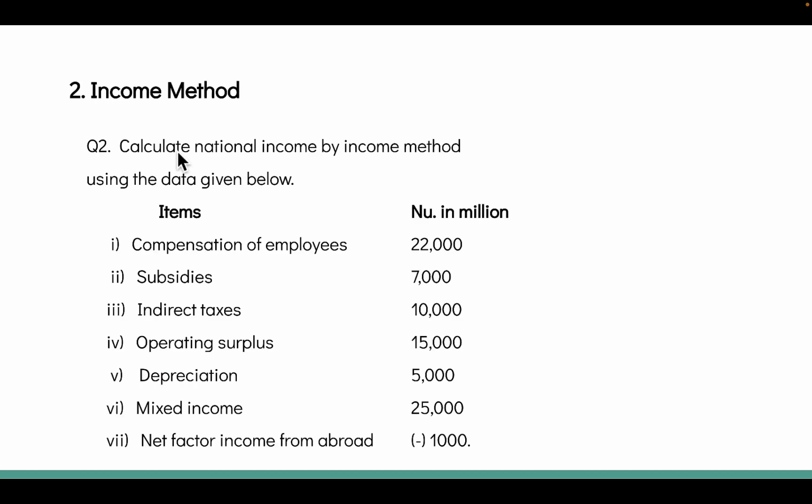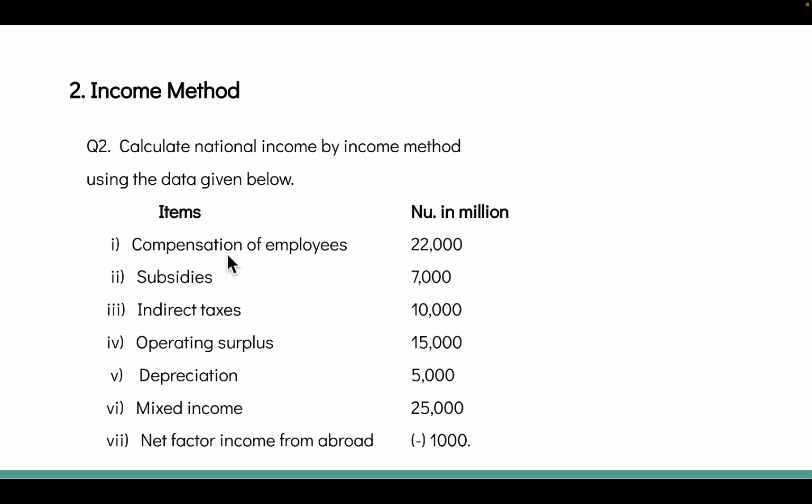Okay, here we have another question where we have to calculate the national income by using the income method. When we calculate the national income by the income method, we add all the incomes generated by the factors of production in an economy. So there are three components here.